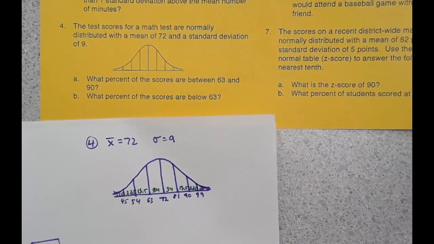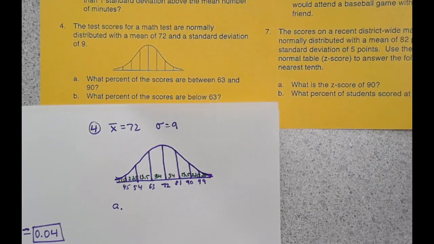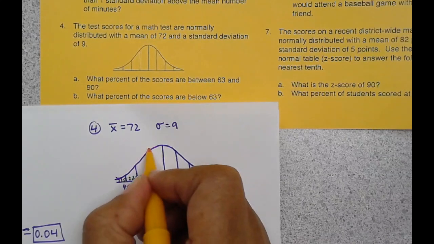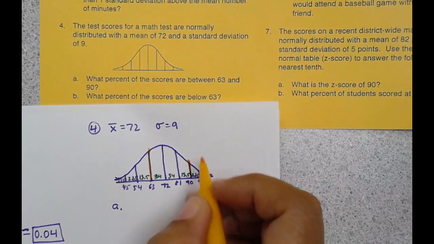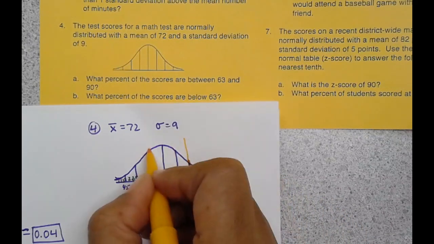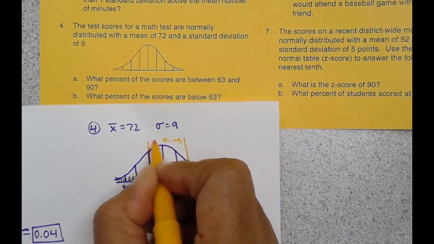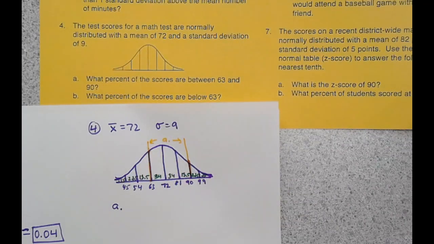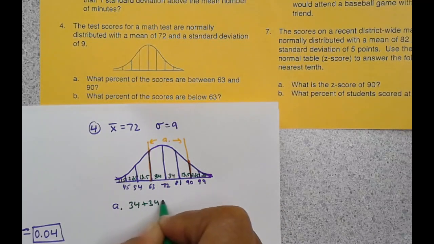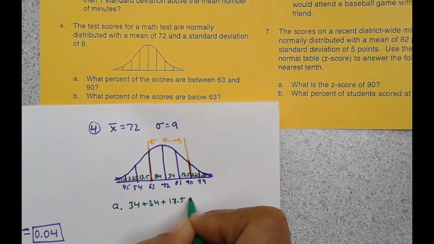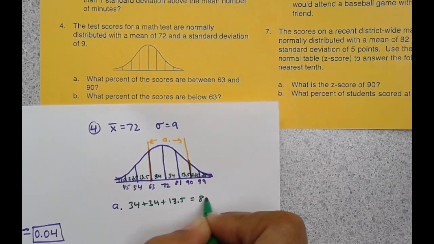So for part A, it's asking us to find the percent of the scores that are between 63 and 90. So 63 is right here, and 90, which is right here. That's what we're looking for in part A. Okay, I'll just put it up here. This is part A. So we're going to have to add all these percentages. And the percentages that we have between here are 34, 34, and a 13.5.